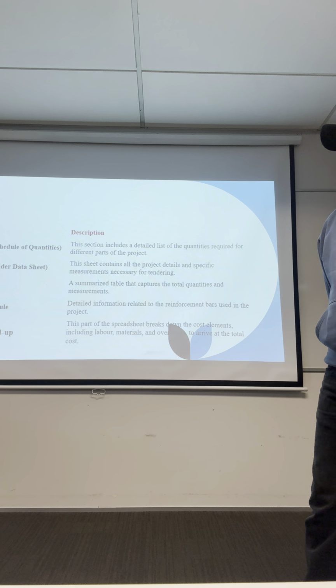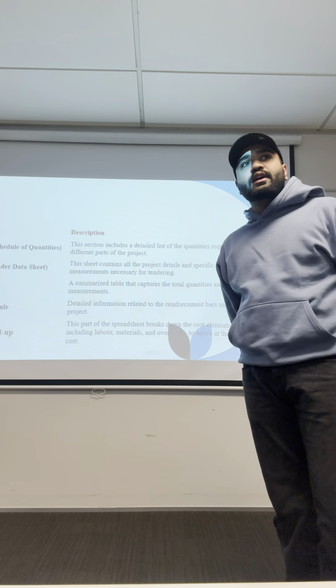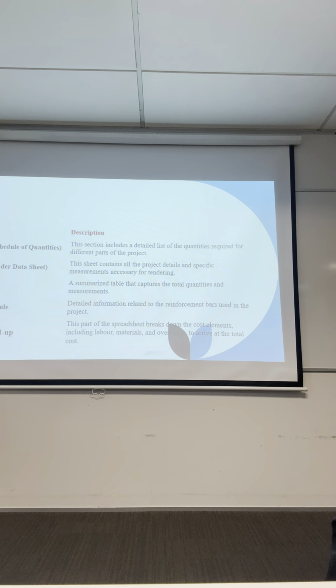The next one is bar schedule. In this we have detailed information related to the reinforcement bars used in the project. The last one is rate build-up. This part of the spreadsheet breaks down the cost elements, including labor, material and overheads, to arrive at the total cost.